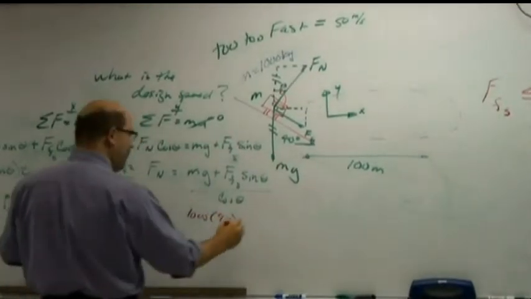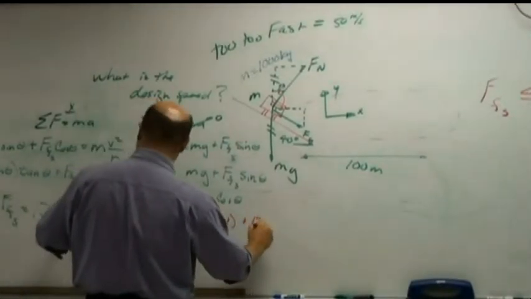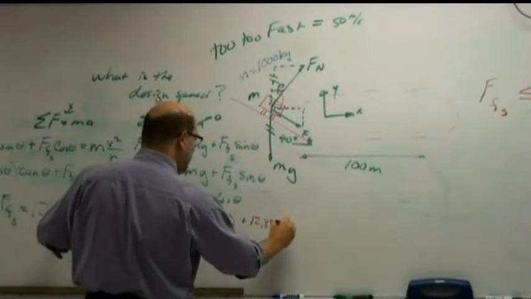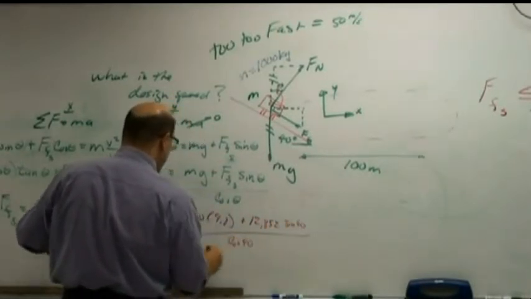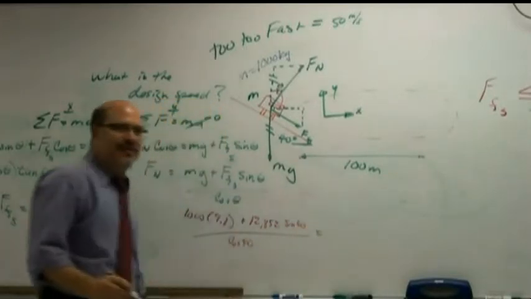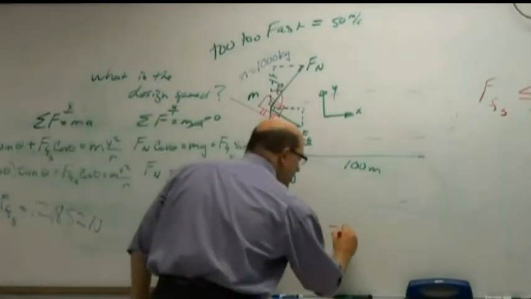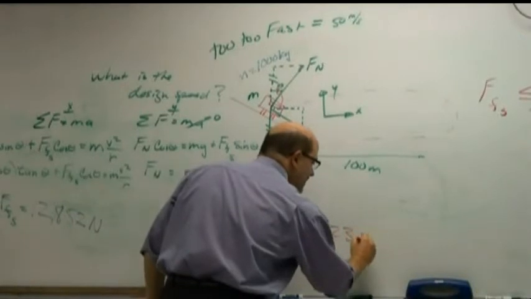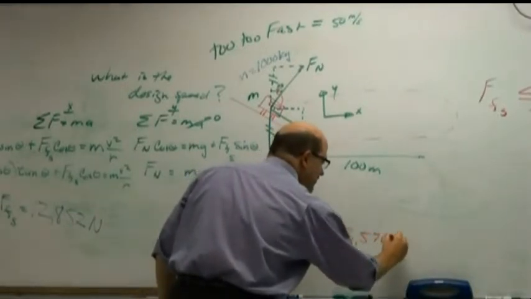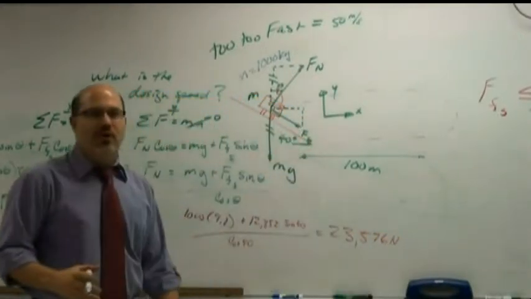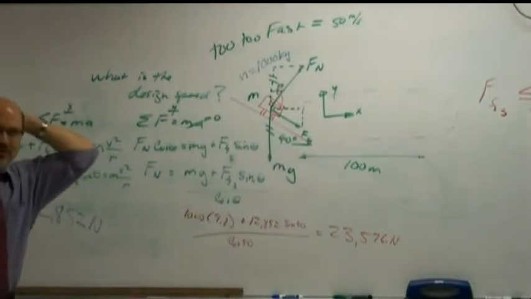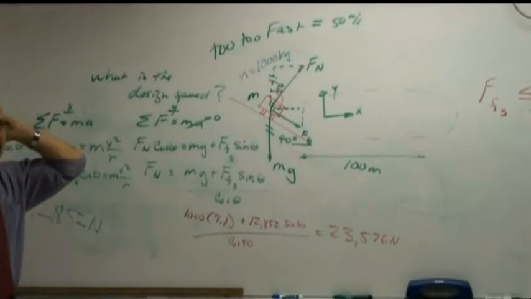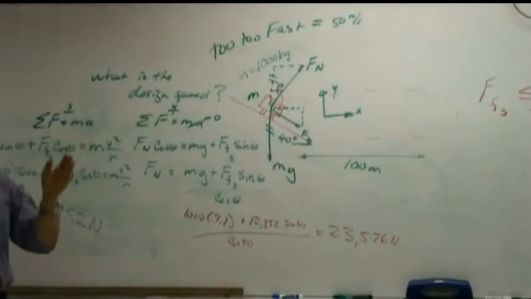Our frictional force here is 12,852 sine of 40 divided by cosine of 40. What's our normal force? 23,576 newtons. Whoa! That's like super gravity. Now, why do we have such a huge normal force? Because your weight's so big and the radius is small. Because our normal force is not just mg.